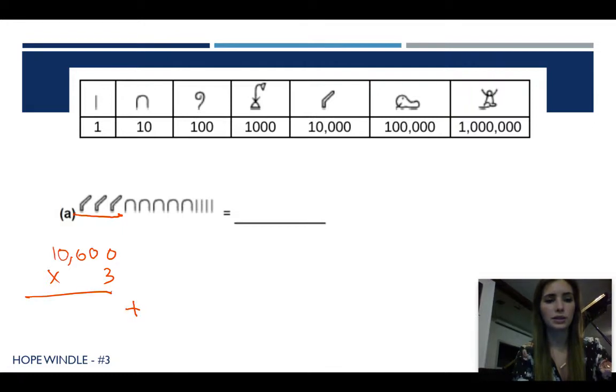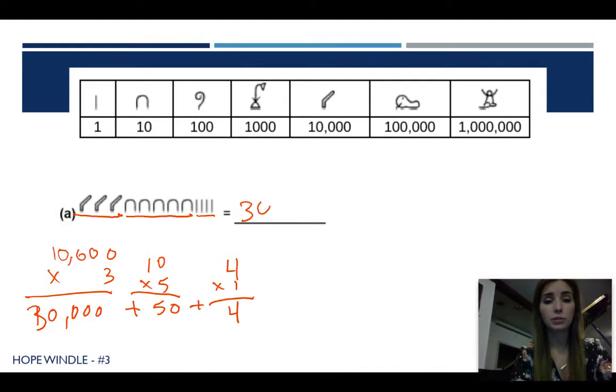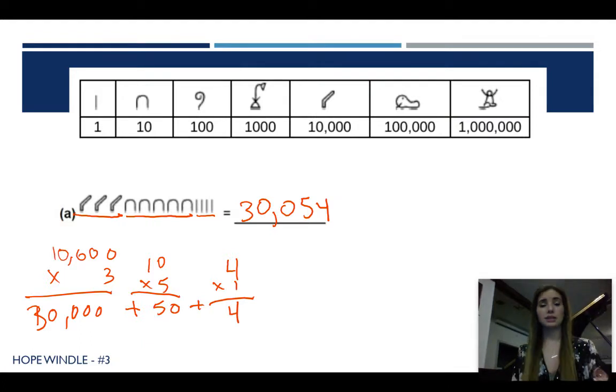Then we're going to add that to 10 times 5. Then we're going to add that to 4 times 1. And this is going to be 30,000 plus 50 plus 4. So this number is going to be written like this. See, that's something we can recognize, although it is pretty cool looking in the Egyptian times.